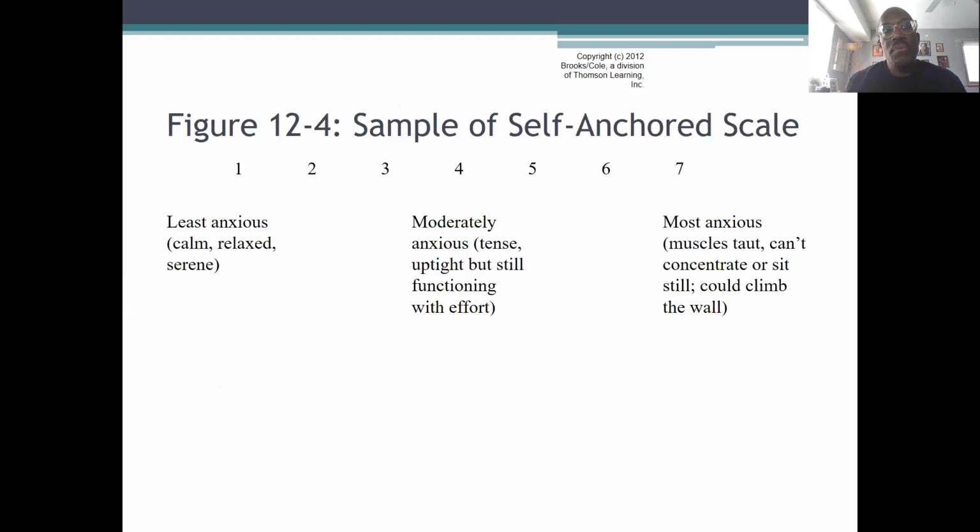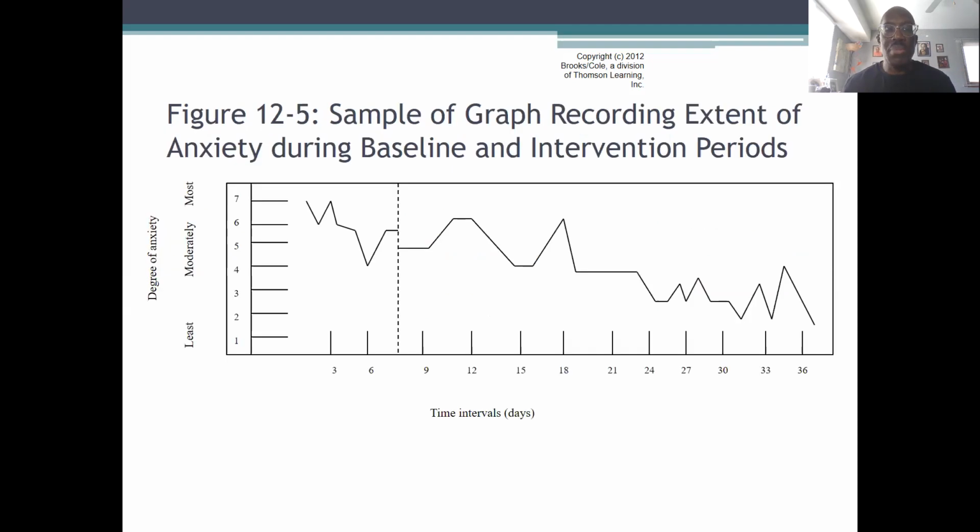Here's examples of some self-anchored scales. So, this person obviously has some issues around anxiety. And so this is a way for them to track when they're feeling anxious, what days it's actually happening on, what are the circumstances. So it helps us build some different things to put into place.